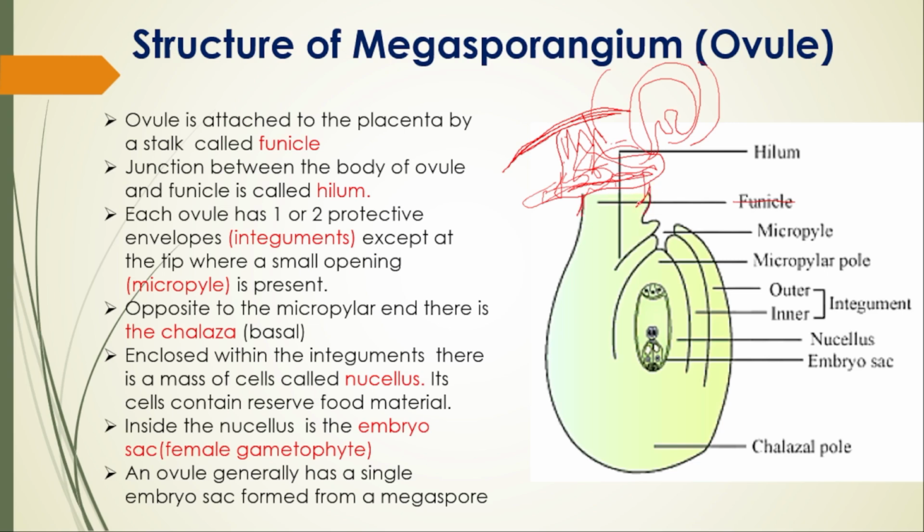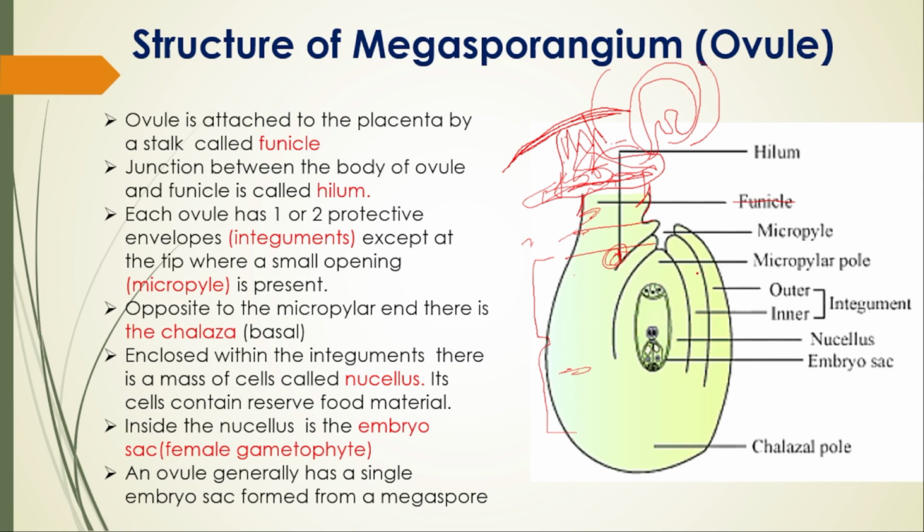Okay, next, the junction between the body of the ovule and the funicle is called the hilum. This is very important. This portion is the body of the ovule overall. Where the body of the ovule attaches to the funicle, that portion is said to be what? Hilum. Okay, each ovule has one or two protective envelopes which are called integuments.